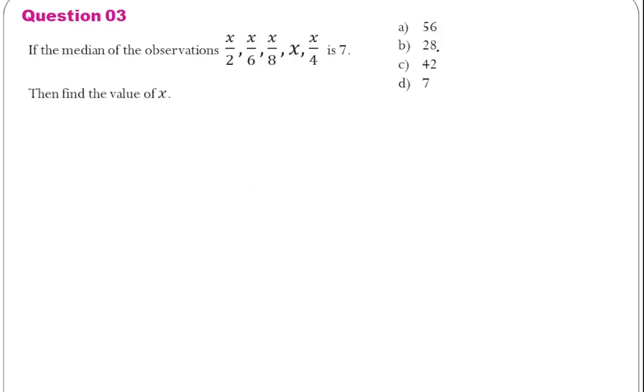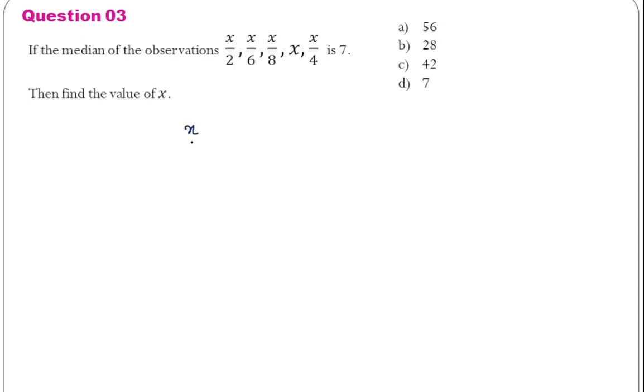Then going to the third question. Median of the observations. What is the definition of median? When we write the values in ascending order, the middle value is termed the median value. We can write the given 5 values in ascending order. The 5 values are in fraction format. So in the denominator, how can we arrange? We have to arrange in decreasing order.